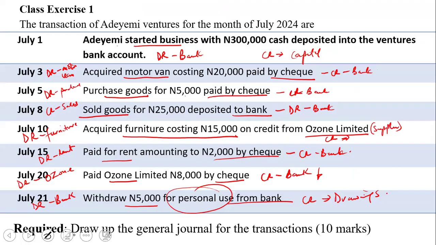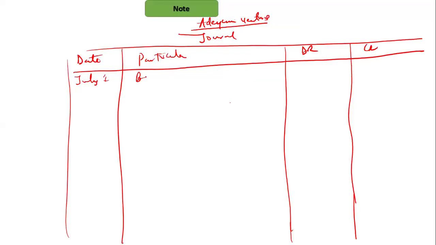For July 1, what are the two accounts involved? Bank and capital. So bank is debited with the first reference, bank account. Then we have capital account. What is the amount involved? We have 300,000 naira. Don't forget our currency here, 300,000 naira. So we have this one narration being capital to start business.